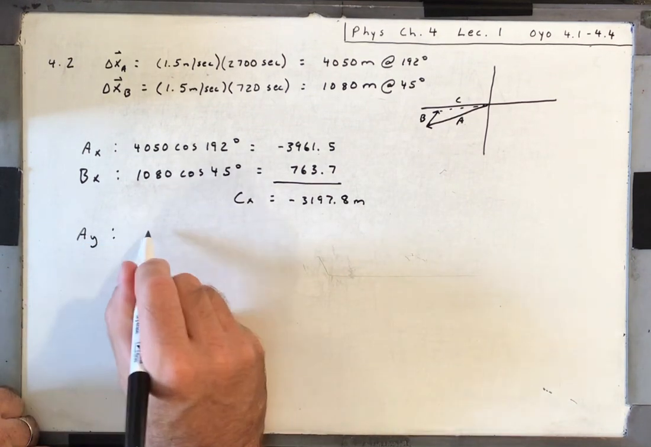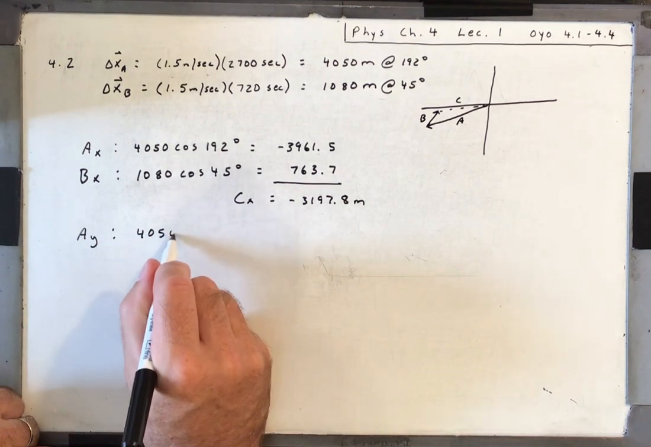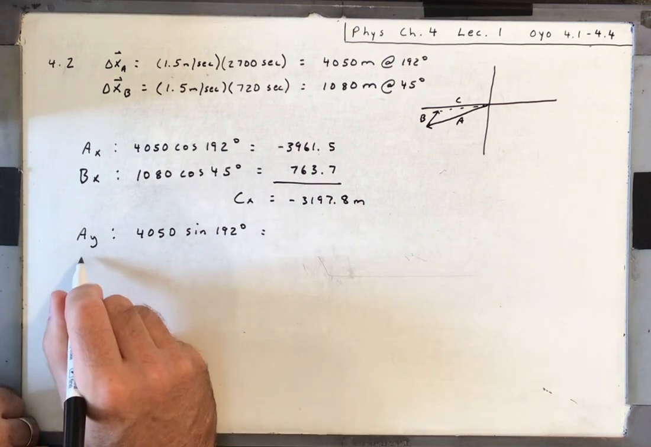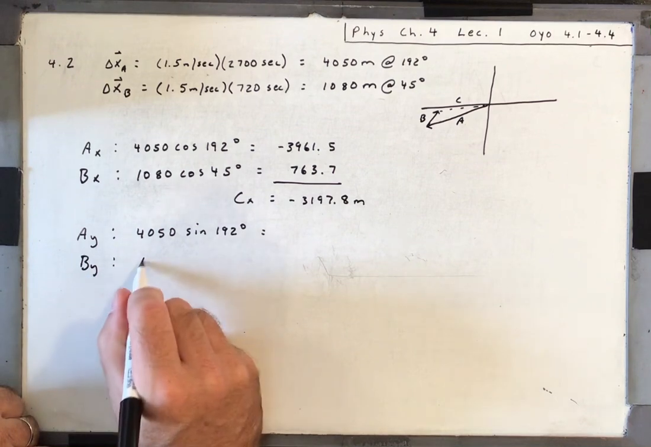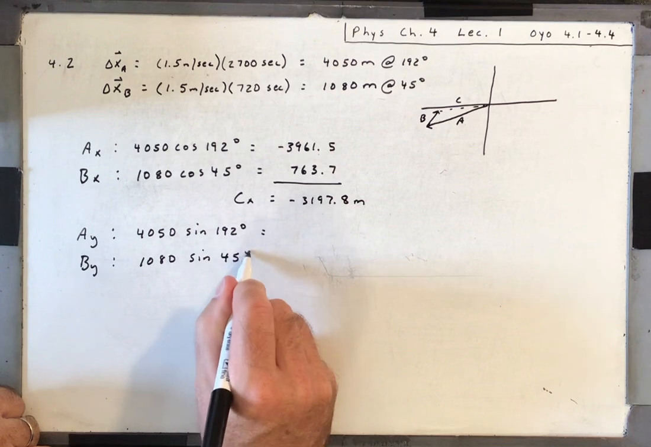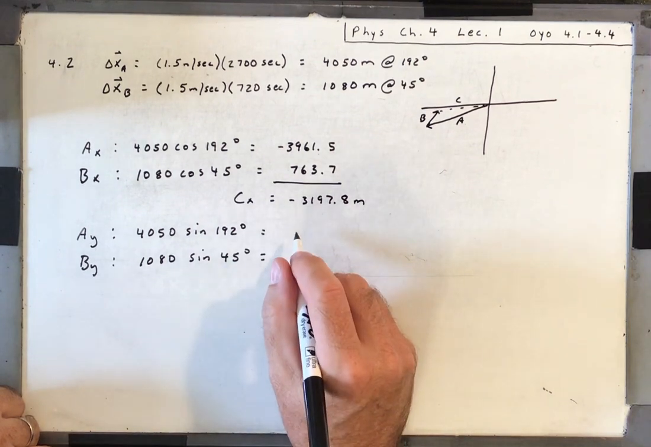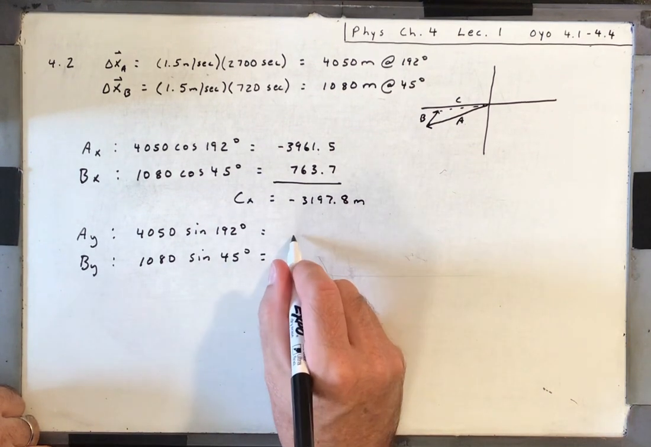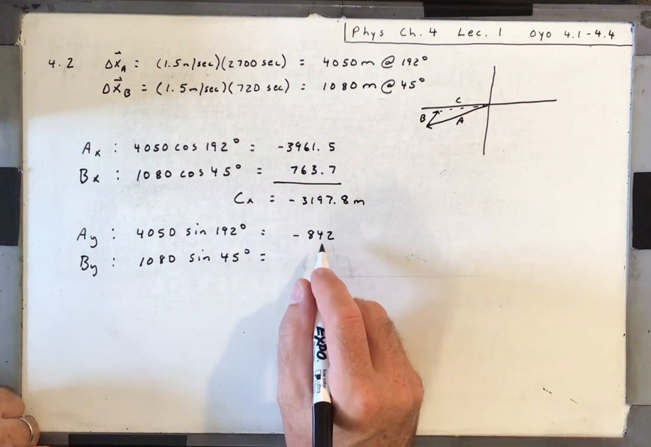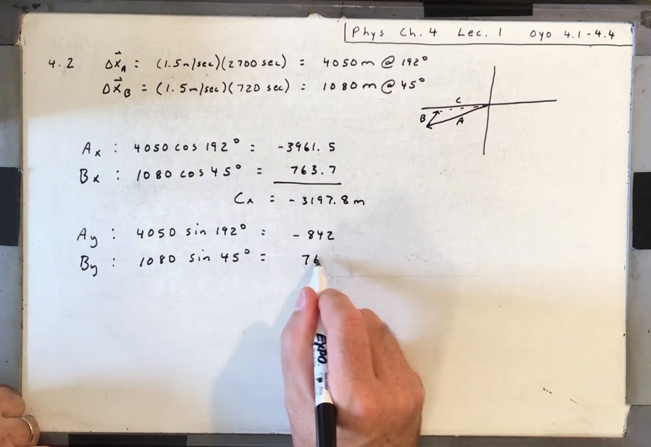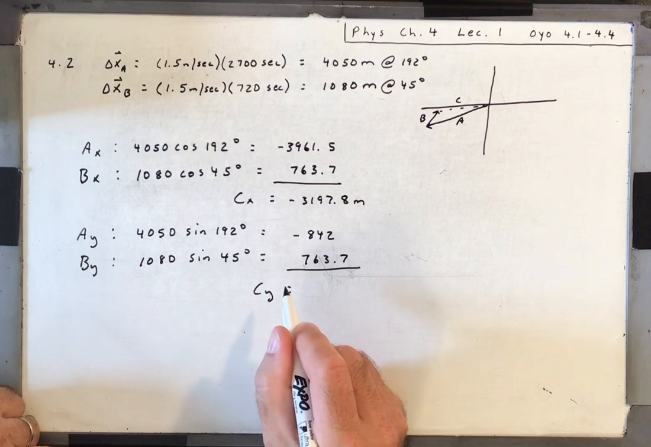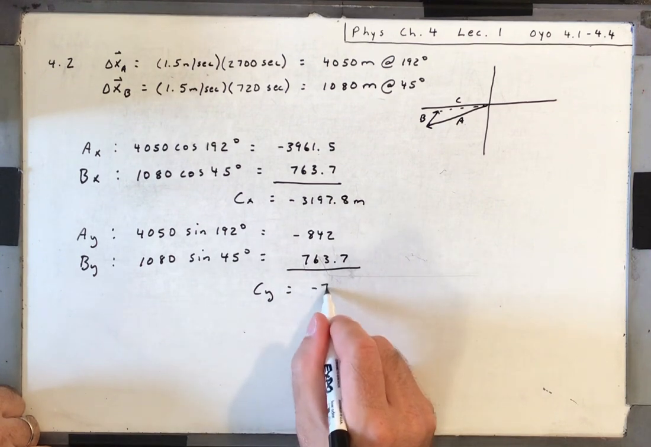And then our y components: 4,050 sine 192 and 1,080 sine 45. And that's negative 842.7 and positive 763.7. So C sub y is negative 78.3.